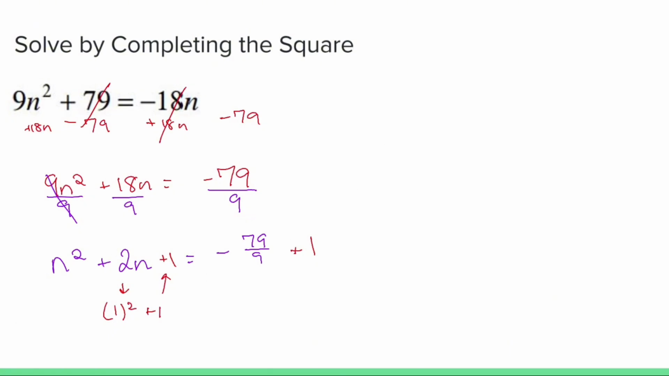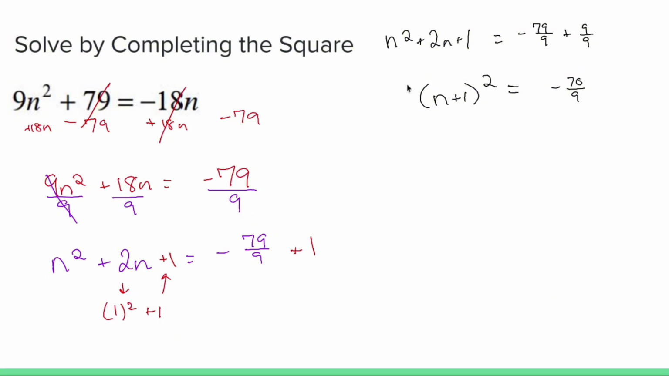So let's move it up here. What we get on the left is now n squared plus 2n plus 1. These guys are supposed to add, so why don't I turn 1 into 9 over 9? So I'm going to say equals negative 79 over 9 plus 9 over 9. The right side's going to simplify out to negative 70 over 9. Still not that pleasant. Okay, now the left side is a perfect square trinomial. It's always going to factor out to a perfect square, like that. That's why it's called completing the square.